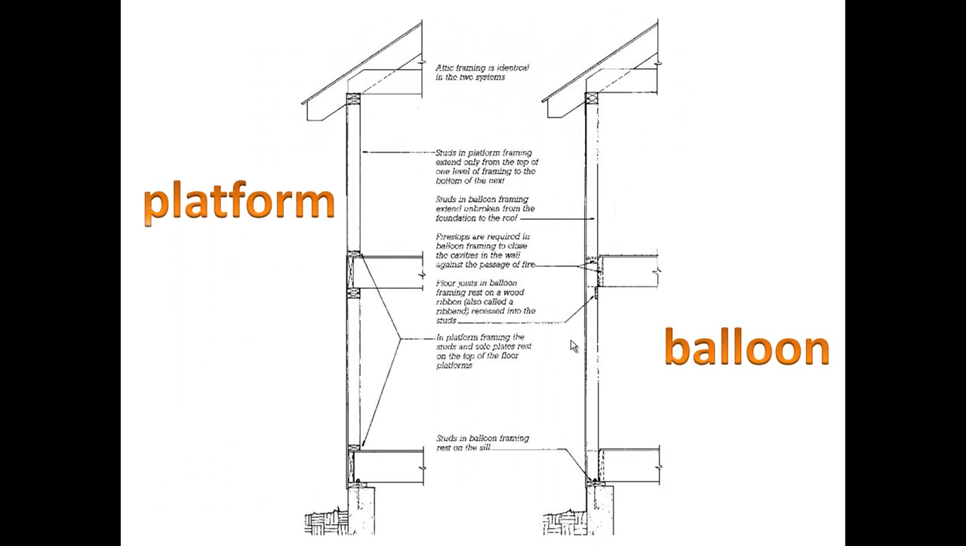Light frame construction started out on the right in what's called balloon framing. Balloon framing is a vertical stud that goes all the way from the foundation to the underside of the roof deck continuously, because we used to be able to get 20-foot, 24-foot 2x4s. And then there would be a cleat put into the wall, and the floor framing would be put in.